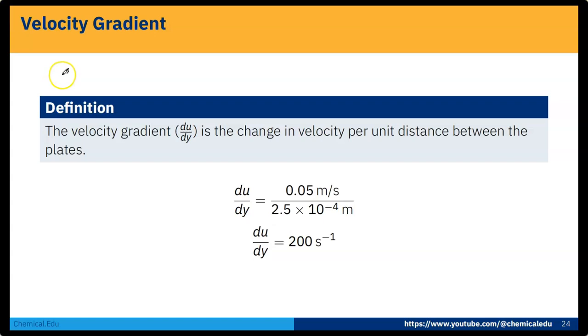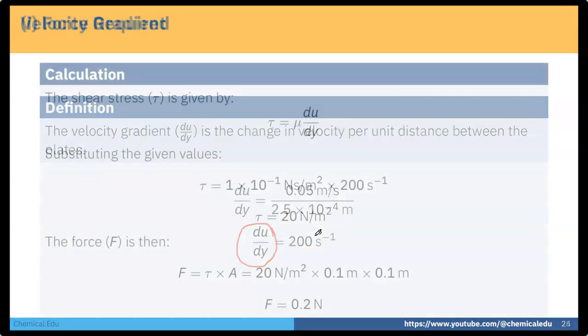Now first we have to calculate velocity gradient. Velocity gradient, we know du by dy is the change in velocity per unit distance between the plates. So du by dy is 0.05 meter per second by dy 2.5 into 10 to the power minus 4 meter. So if we do the calculation we will get 200 second inverse. So unit of that velocity gradient is second inverse.